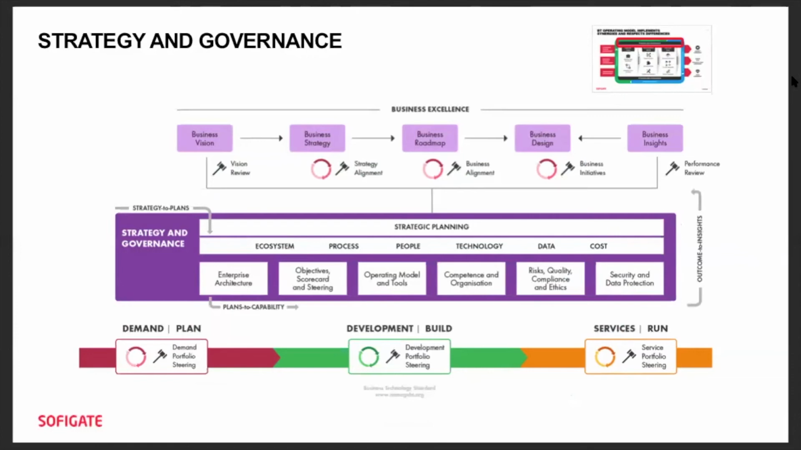So turning those plans into realities, where we spend most part of our work as Sofigate consultants within this discipline. And these six boxes that you can see, ranging from enterprise architecture down to security and data protection, is then where we do most of our job, or most of our work within this discipline.